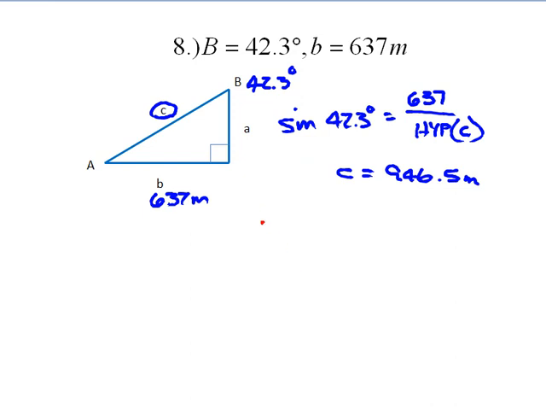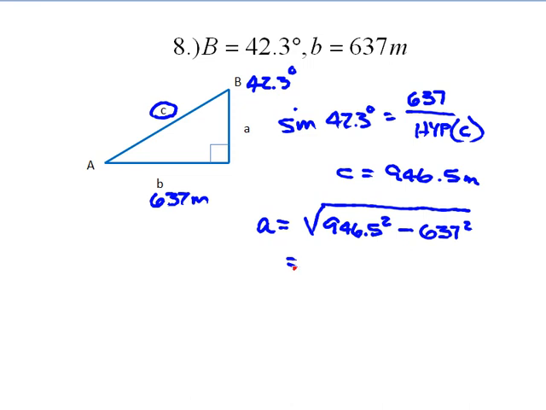So let's see, we need to find side A, Pythagorean theorem again. We'll use 946.5 squared minus 637 squared, and we'll get A equal to, I've got 700 even. How would that happen?